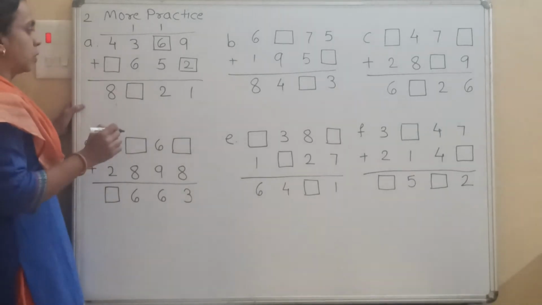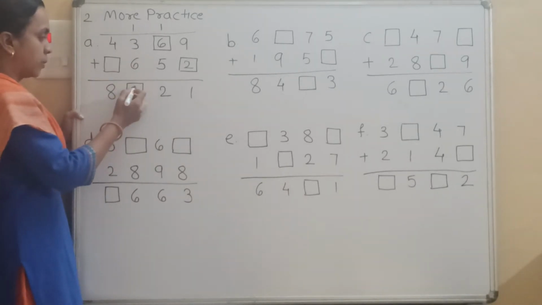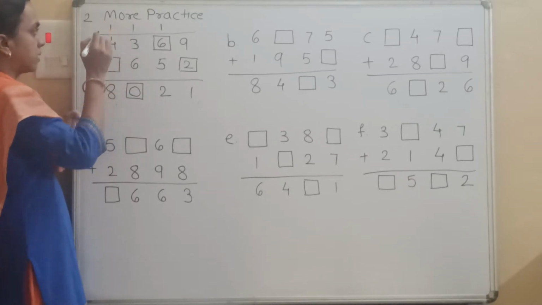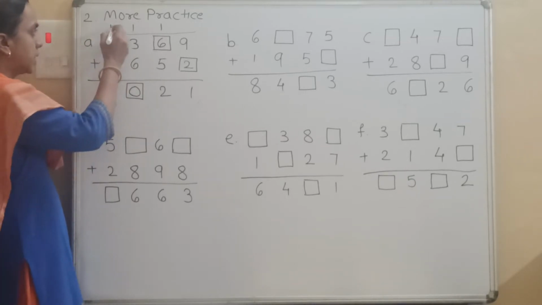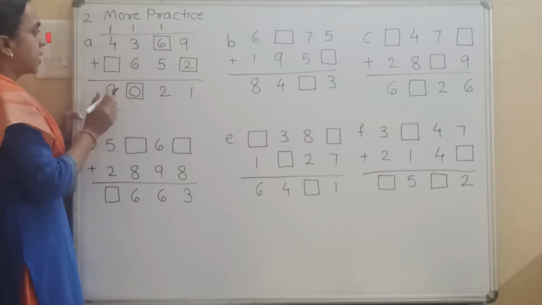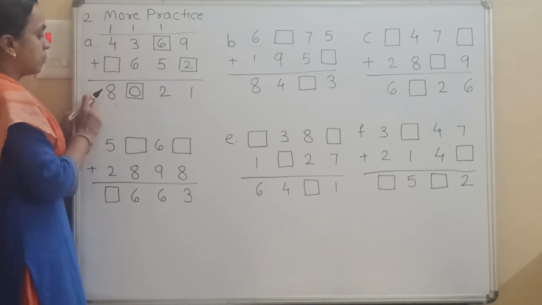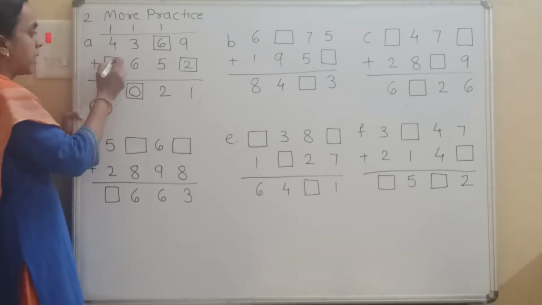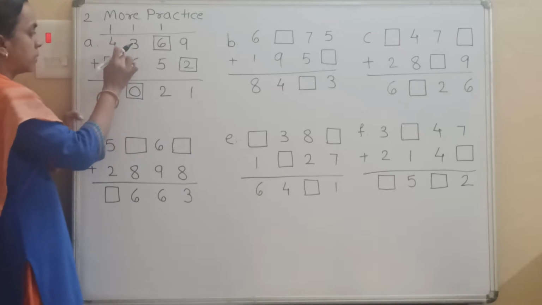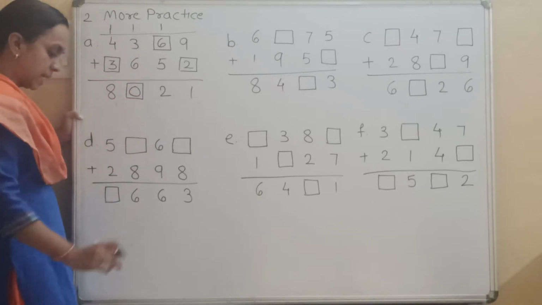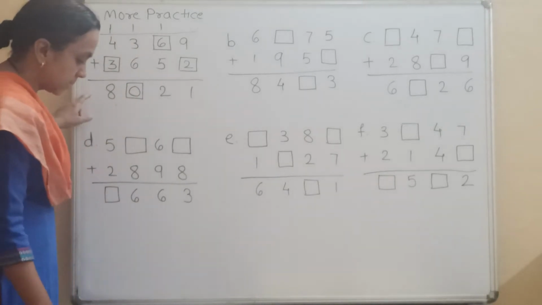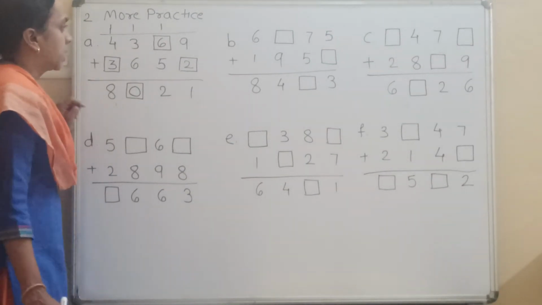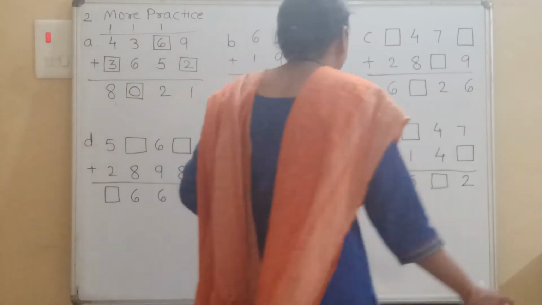3 plus 1, 4. 4 plus 6, how much? 10. So write down here 0 and then write down carry here 1. 4 plus 1, 5. So in 5, how much we have to add? Then we will get answer 8. 5 plus 3, 8. 4 plus 3, 7. 7 plus 1, 8. So our answer is 8021. Okay. Now see B question.